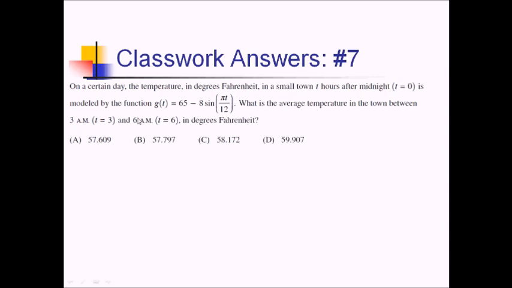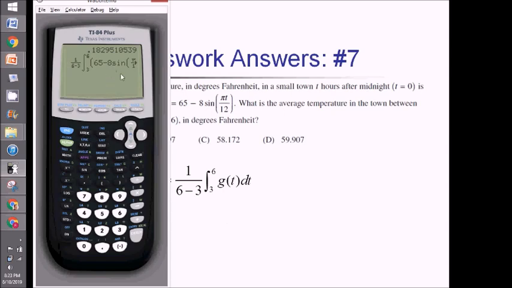So that's going to be 1 over 6 minus 3. And then we're multiplying that by the integral from 3 to 6 of this g function here, which I'm not going to bother rewriting. I am going to have to write it in my calculator, though, so let me go ahead and do that. So let me just show you what I have written here.